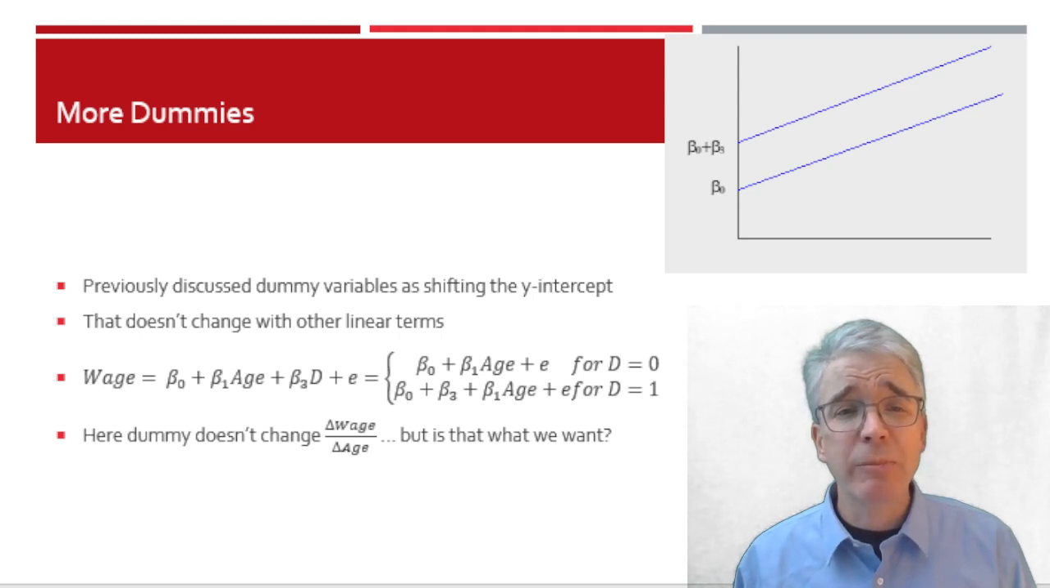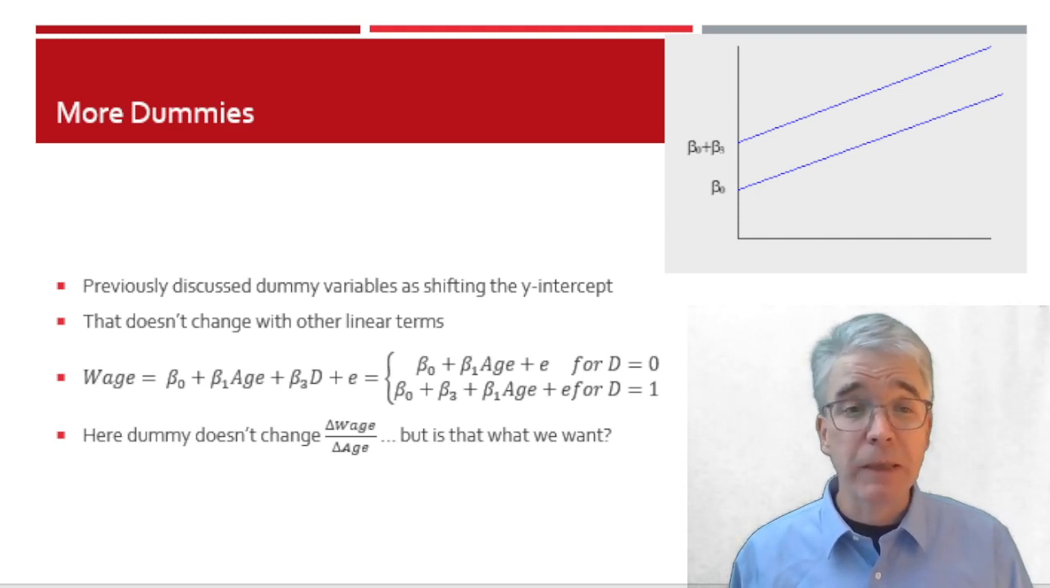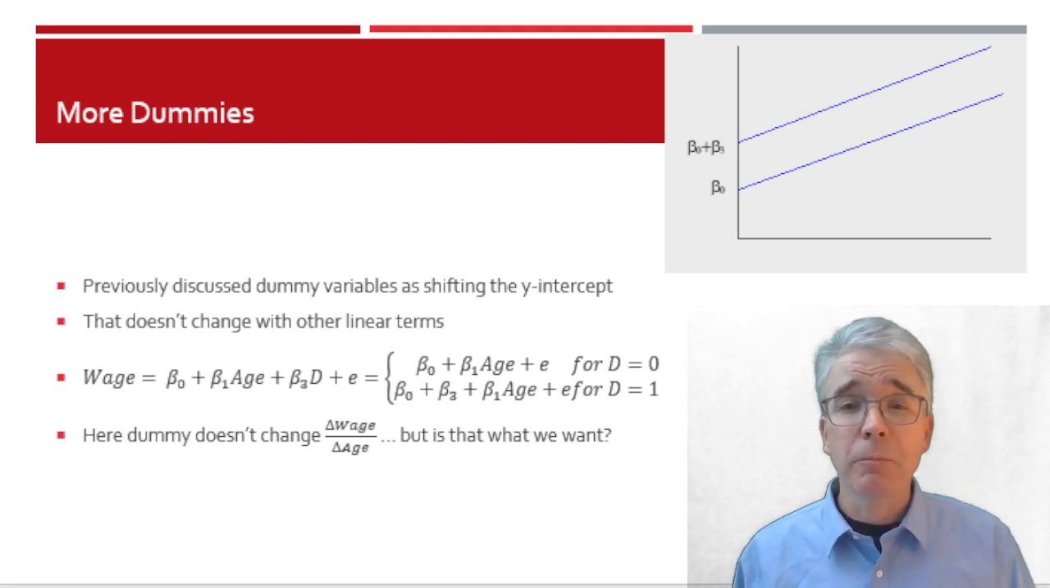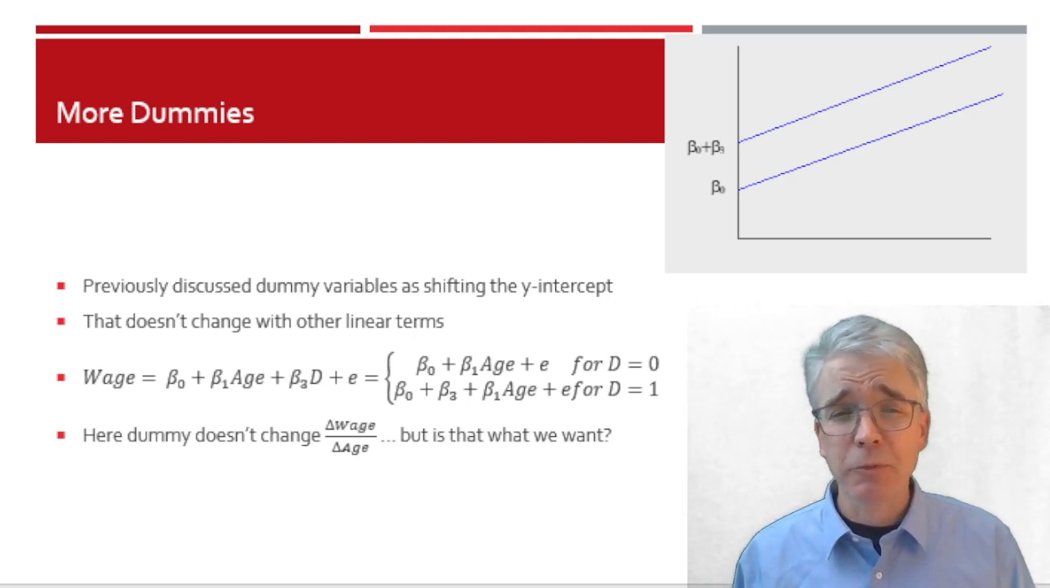For people who have that dummy variable equal to 0, their wage is beta naught plus beta 1 age. The other people, for whom d equals 1, are going to see (beta naught plus beta 3) as their intercept, plus beta 1 age. So it's just shifting the intercept.